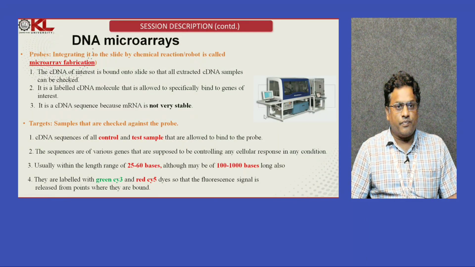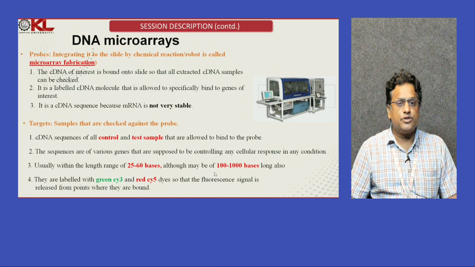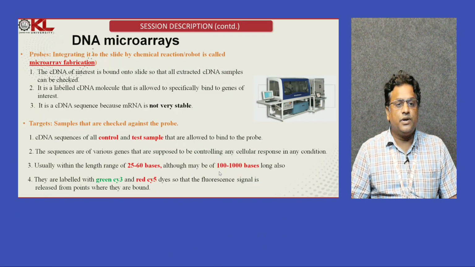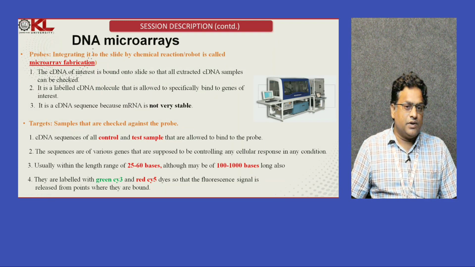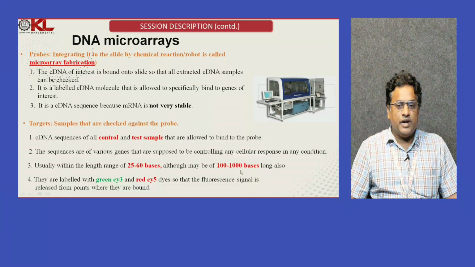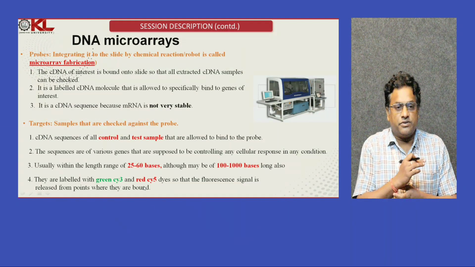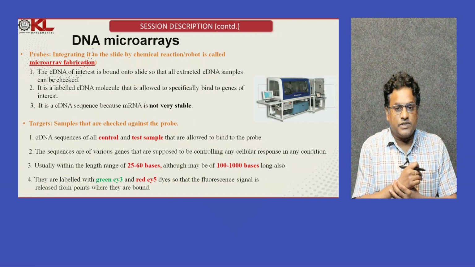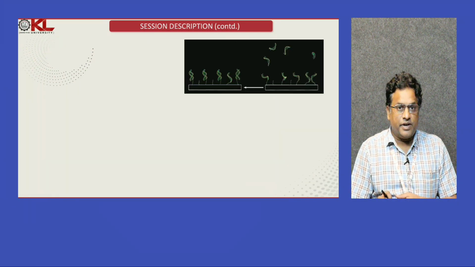First you have to print the probe onto the chip. Then you use the cDNA sequences of all the control and test samples, and they are allowed to bind to the probe, along with sequences of various genes that are supposed to control any cellular response in any condition. The sequence length is from 25 to 60 bases, although it may be 100 to 1000 bases long. They are labeled with Cy3 and Cy5, which you can also use for protein quantitation. So there are different fluorescent signals that you are using with the microarray.